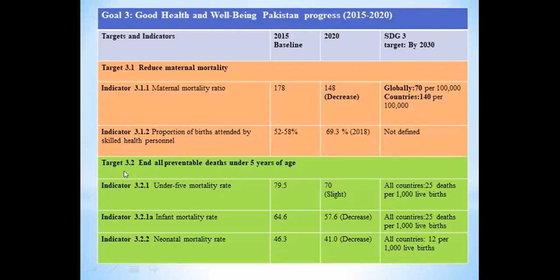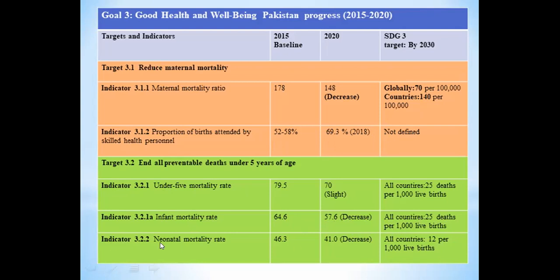Target 3.2 is to end all preventable deaths under 5 years of age. It includes 3 indicators. Indicator 3.2.1, under-5 mortality rate, was 79.5 in 2015, and now there is a slight reduction to 70. The all-country target is to achieve 25 deaths per 1,000 live births. Indicator 3.2.1 infant mortality was 64.6 in 2015 and 57.6 in 2020, a decrease, but only a slight change. The all-country target is 25 per 1,000 live births.